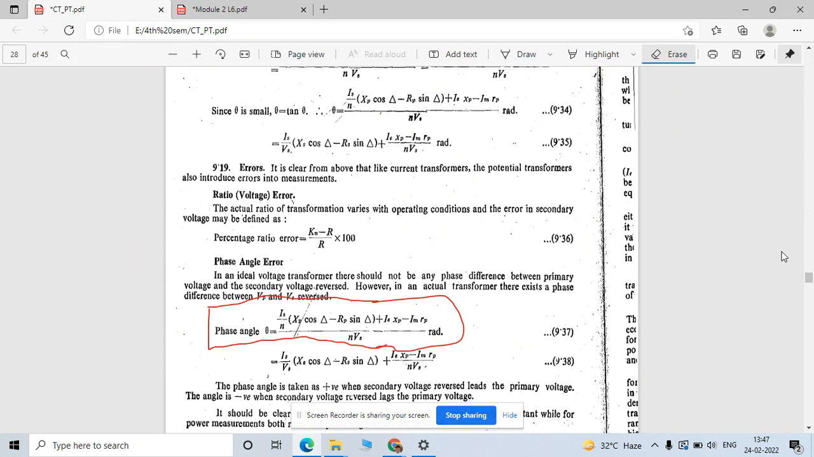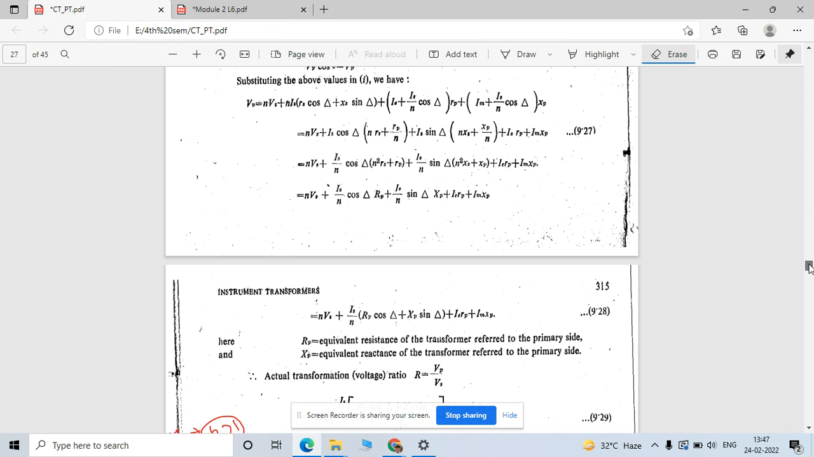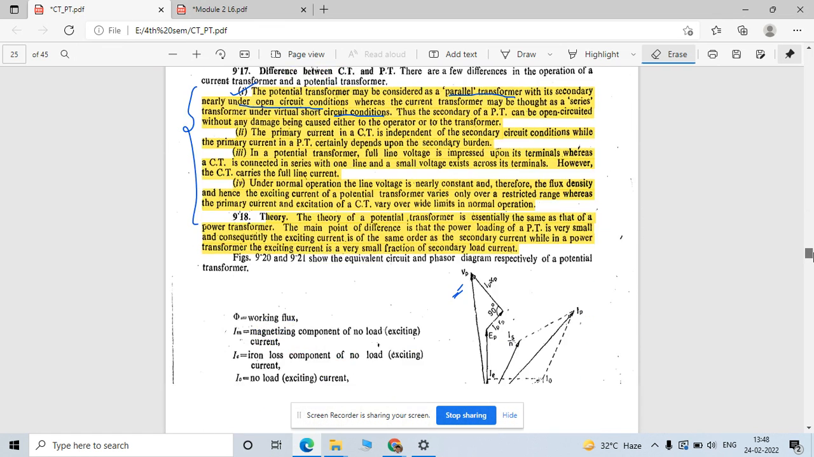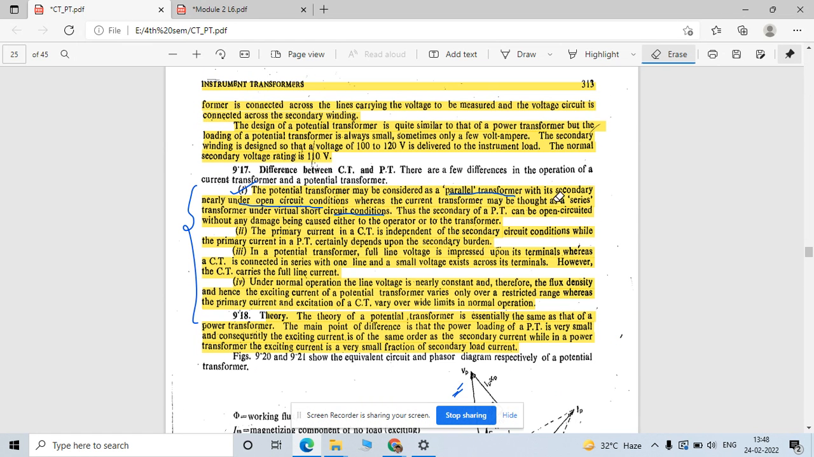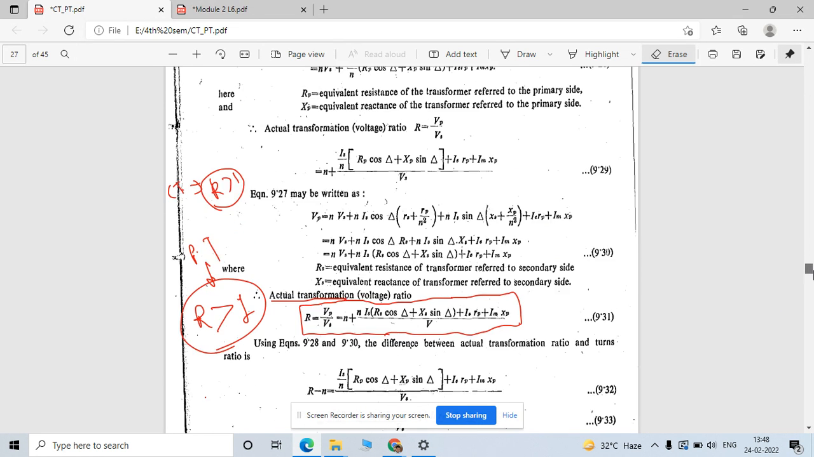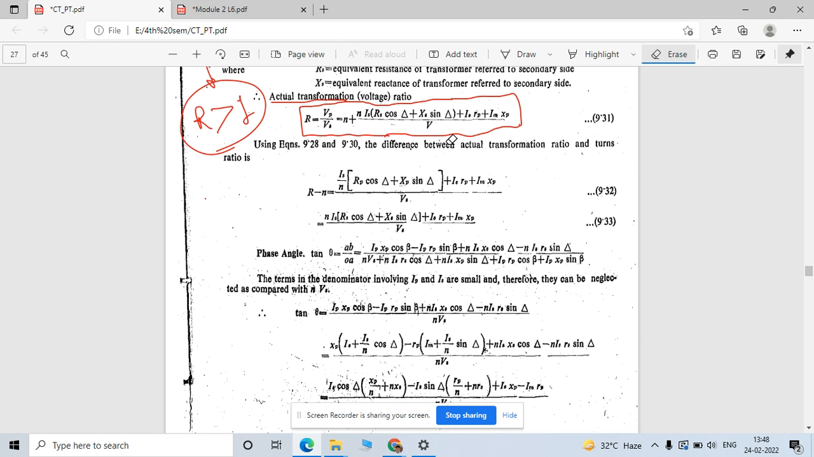I request you to please go through that and read out these points once. You can easily understand. Now we are using these parameters while solving the problem. So there is one problem. I searched for it and tried to solve this problem. Write down the question.